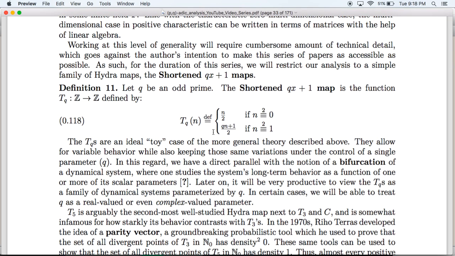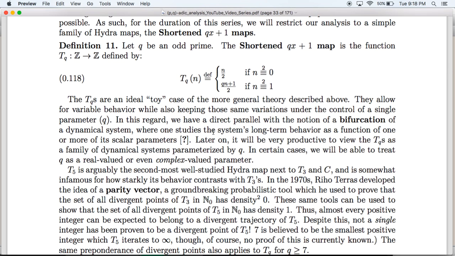After T3, T5, also known as the 5x+1 map, is probably the second most well-studied Hydra map, and it is somewhat infamous for how ridiculously contrasting its behavior is compared to T3. So people think that the Collatz map is bad. They haven't met the 5x+1 map. So in the 1970s, Terras revolutionized the field of Collatz studies by introducing the parity vector.